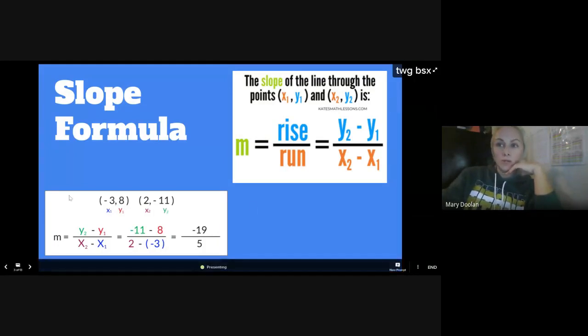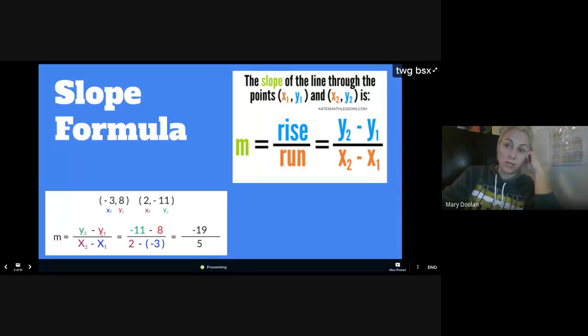And so you can see there's an example worked out here. There's 2 ordered pairs that are given. That's all you need to find the slope of a line that passes through 2 points. You just need the 2 ordered pairs. You pick one of the ordered pairs to be the first one, x1, y1. Pick one to be the second one, x2, y2. And then just use the formula.